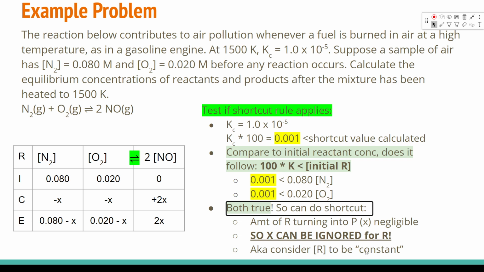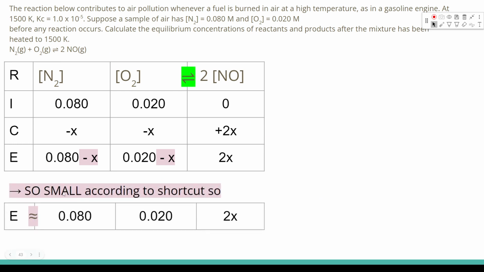Okay, so we're going to say it's quote-unquote constant. It's not, because a tiny, tiny bit is being used up to make the nitrogen monoxide, but it's such a small amount. You'll see what I mean. Because it's so small, I'm going to roughly estimate that this is 0.08, this is 0.02, and this is 2x. Again, that's how the shortcut works: I'm ignoring this. But remember, if you started out at 0, you do not ignore x. That is an important amount, because 0 versus an amount is important.